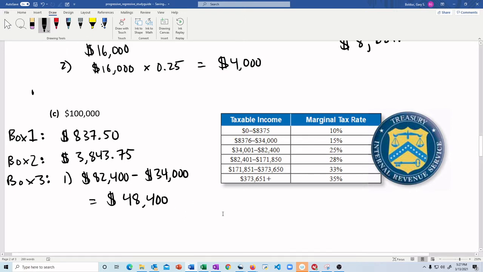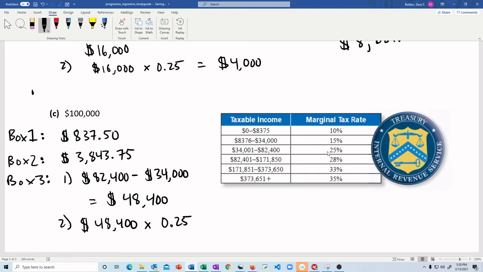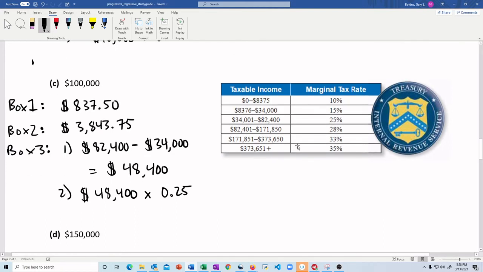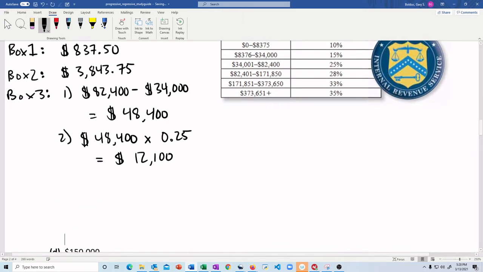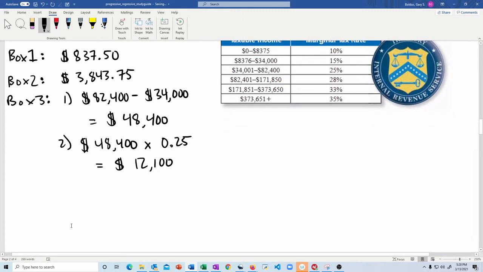So this is getting hit in box 3 by the 25%. So step 2 then, take that amount, multiply by 0.25 because that's the percentage that we're doing here. So take that times 0.25, and if you fill up box 3, then for that amount you are going to be paying $12,100. Okay, so that's box 3.